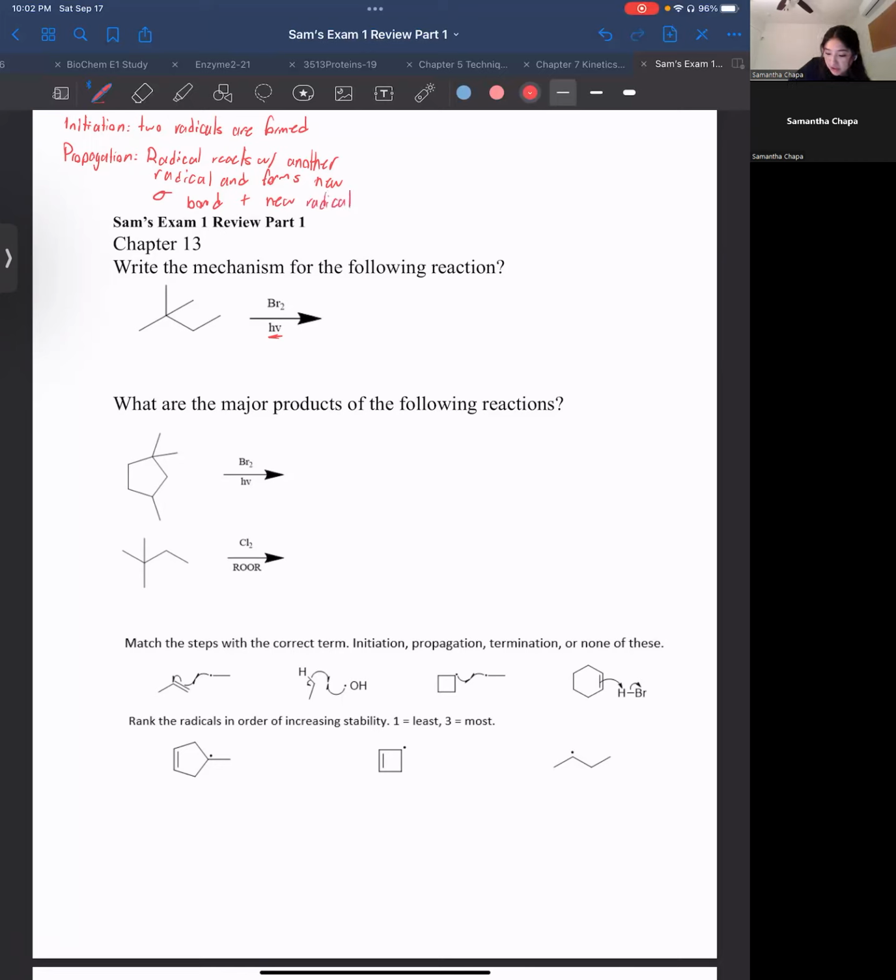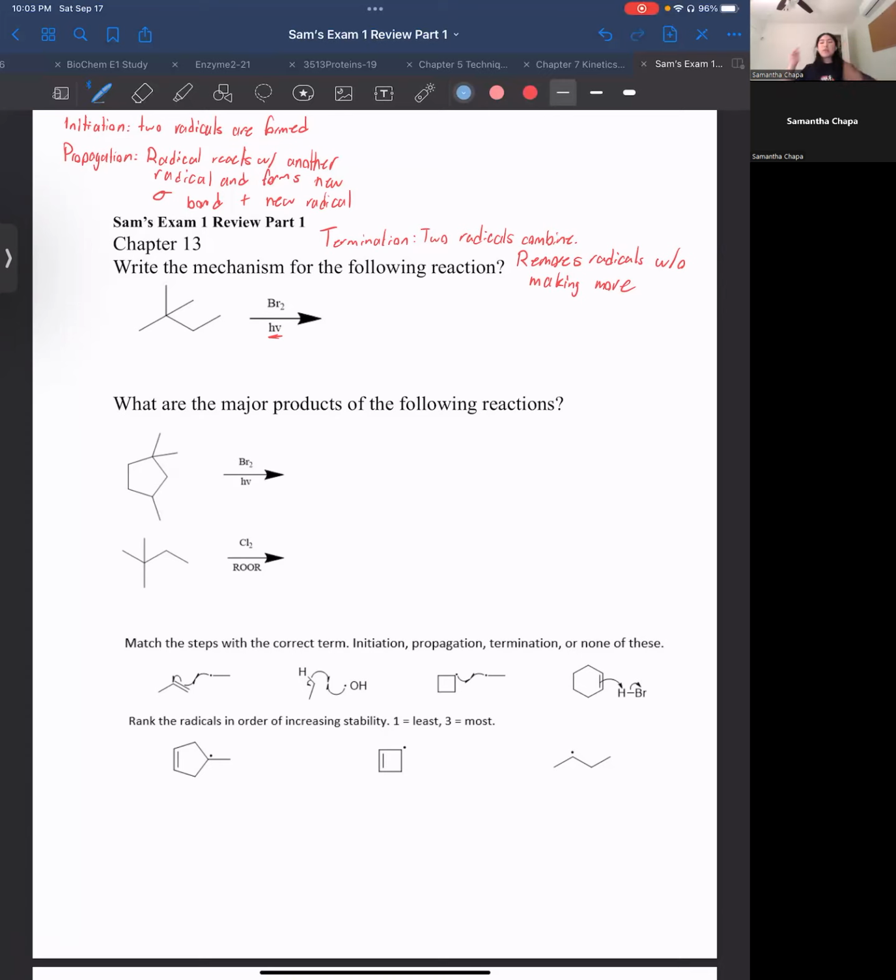And the last one is going to be termination, where 2 radicals combine and this removes radicals from your solution. Removes radicals without making more. Cool. Let me change my color.